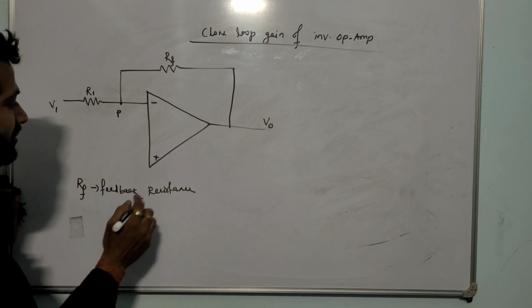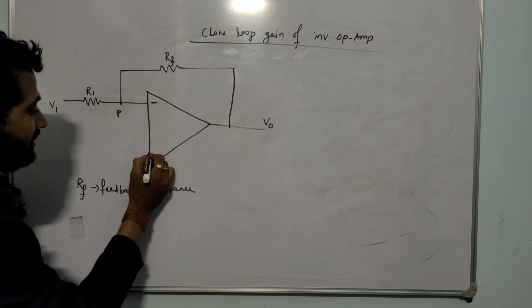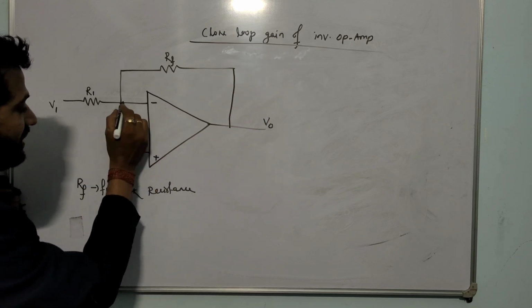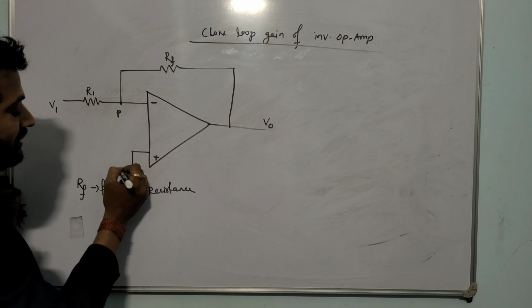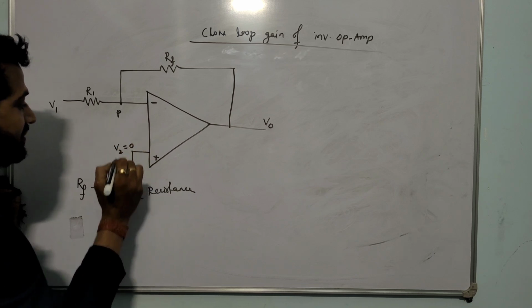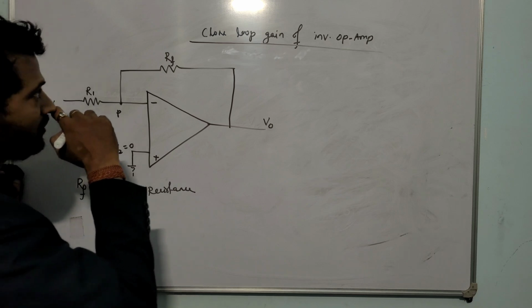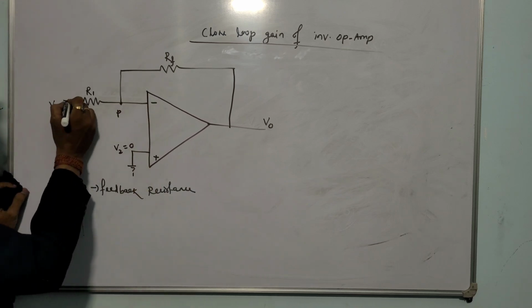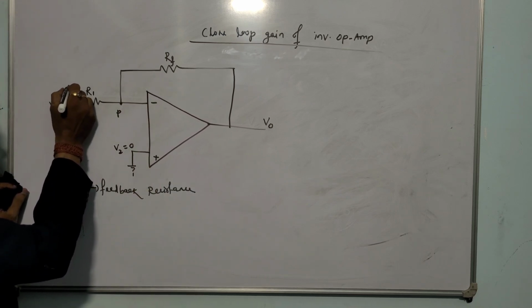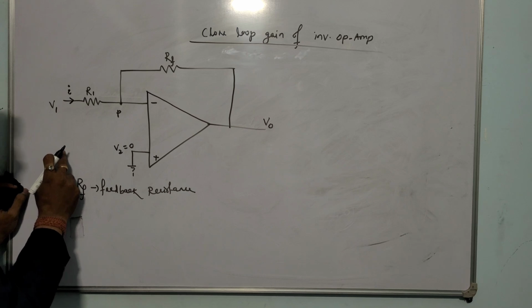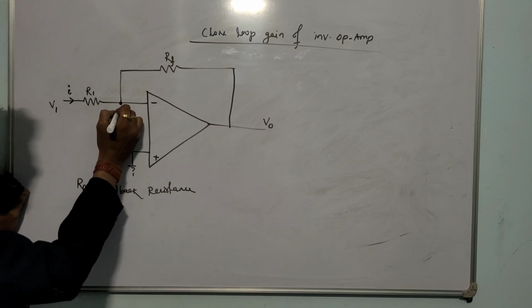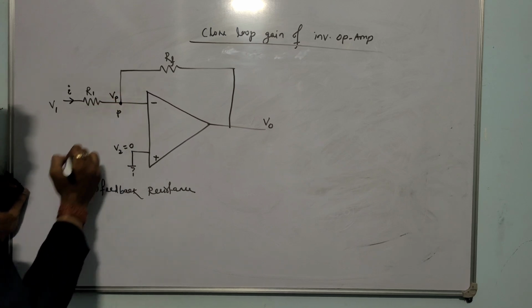ठीक है, R1 is input resistance, and since it is inverting, so ये part को ground कर दो. मतलब ये V2 क्या है, 0. ये हो गया आपका normal diagram. Now, how to find out the closed loop gain? See, let I is the incoming current. So this point is P. Let the potential at this point be Vp.